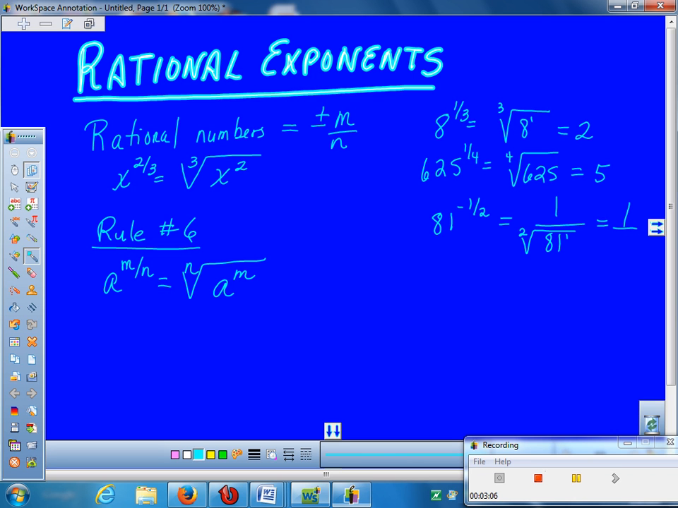81 is in the square root. So I would actually end up then with just a plain old 1/9. Okay, let me run another one of those by you.